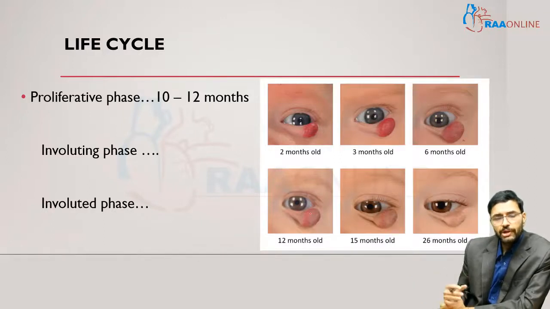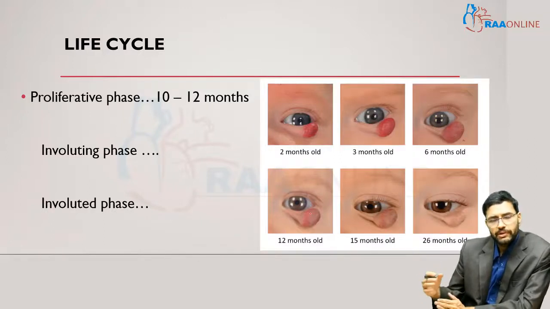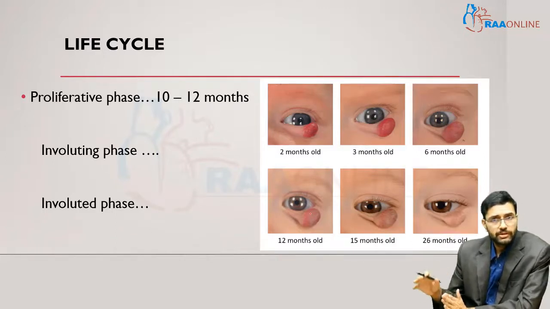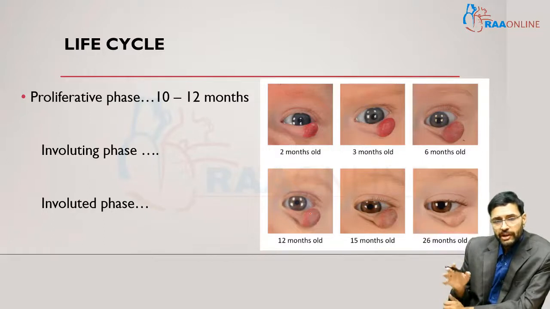50% of children tend to complete involution by around 5 years. 70% of them tend to have involution by around 7 years. And almost all of them enter into the last involuted phase by around 10 to 12 years. Once it enters into the involuted phase, it can either completely normalize, which occurs in about 50% of cases. The skin can become completely normal.